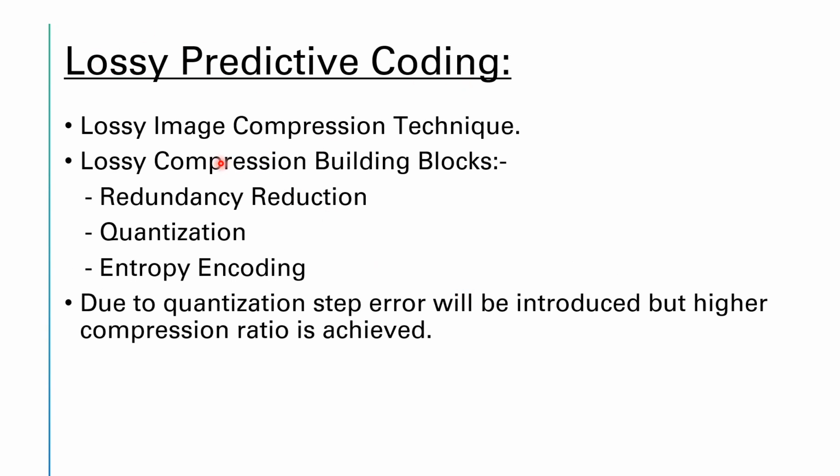Lossy predictive coding is an image compression technique. Its building blocks include redundancy reduction, where we determine the prediction error; quantization, where we quantize that error; and entropy encoding, where we do symbol encoding to reduce the bitrate. Due to the quantization step, error will be introduced, but a higher compression ratio is achieved.